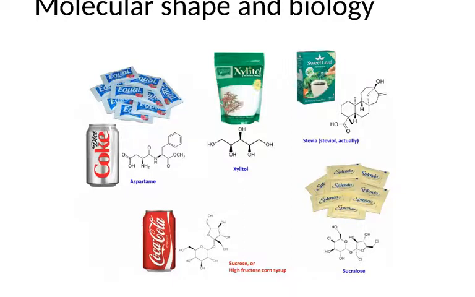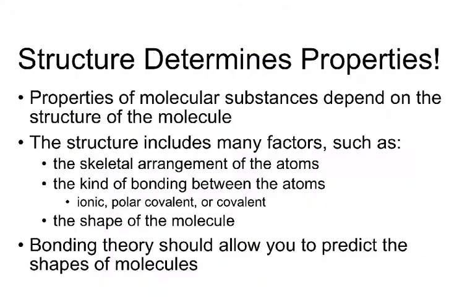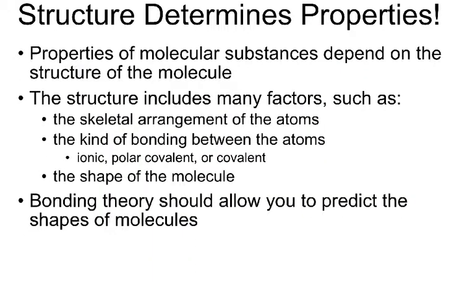So, for example, here on this slide, I have all sorts of different sweeteners, which, if you look at them in 2 dimensions, look different from each other, but 3-dimensionally, they can all bind to the same sweetness receptors on our tongues, and it's that 3-dimensional molecular shape that gives it the part that tastes sweet rather than a single bond or something involved. So structure determines properties, as does 3-dimensional shape.